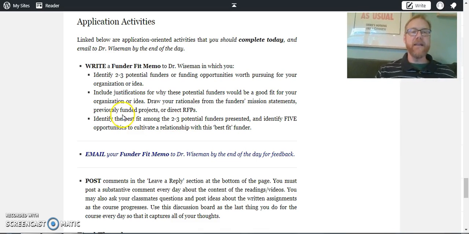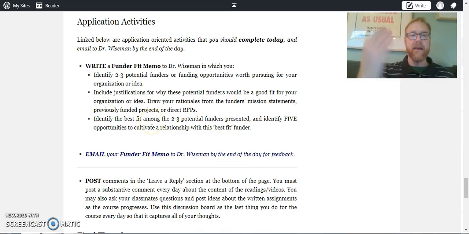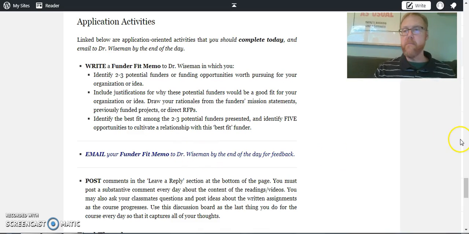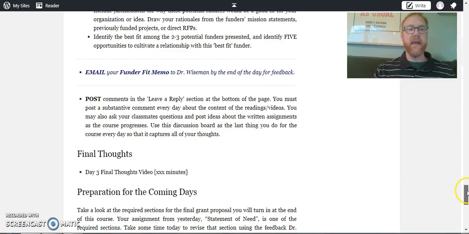And then I want you to rank the 2 to 3 potential funders presented, so that it's clear which is the best fit and which is the worst fit according to your criteria and your justifications, and then identify 5 opportunities to cultivate a relationship with this best fit funder. This is when you're going to be looking back at your readings and at the videos to see how it's recommended that you develop these opportunities and cultivate this relationship with funding organizations or agencies. Of course, email me your funder fit memo by the end of the day for feedback.